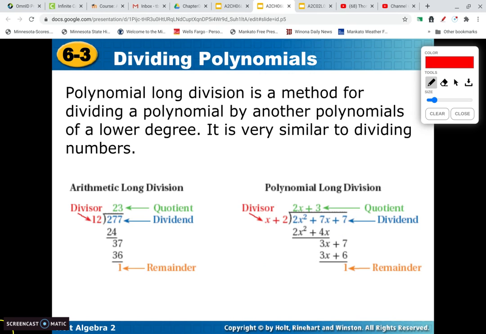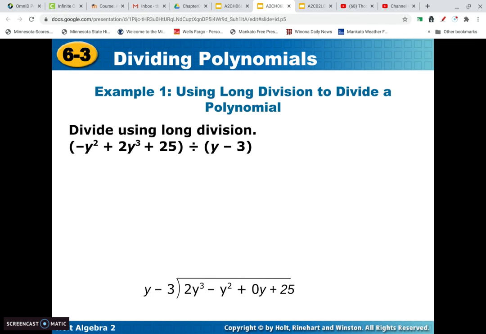Back in here, we said, okay, if you're taking 277 divided by 12, you'd say, all right, how many times does 12 go into 27? You'd say 2. 2 times 12 is 24. We'd subtract and get a 3. Then we'd bring the 7 down, have 37, then we'd say, all right, 3 times 12 is 36, and then we'd be left with a remainder. Kind of a thing of long division. We'll do the same thing with polynomials, and we'll walk through some examples here as we go.